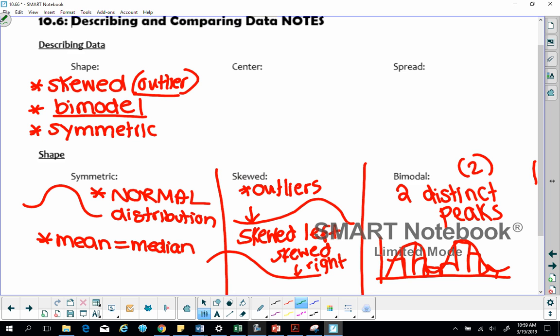The center of your data, what do we call the center of our data? We just did it in our ticket. Median, and what else? Median, or what was the other one we used? Mean. So we use median when there are outliers. When it's normal, it doesn't matter which one you use. They should be the same. When in doubt, use the median.